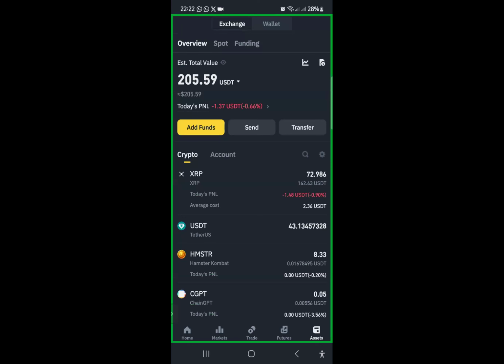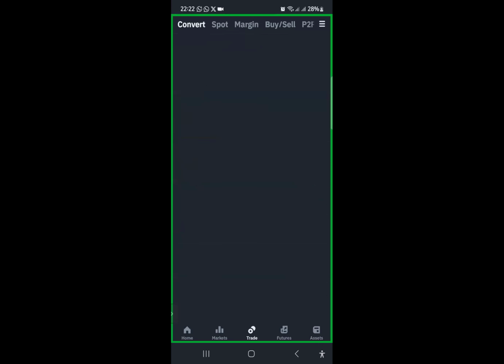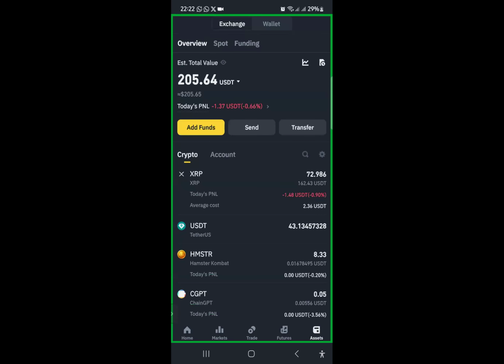Minus 60.2. Okay, go back to the trade. If it doesn't work, we'll use another procedure. That one might be too cumbersome for you to understand, but we'll still give it a try. Okay. Go back to assets again. This will waste our time.